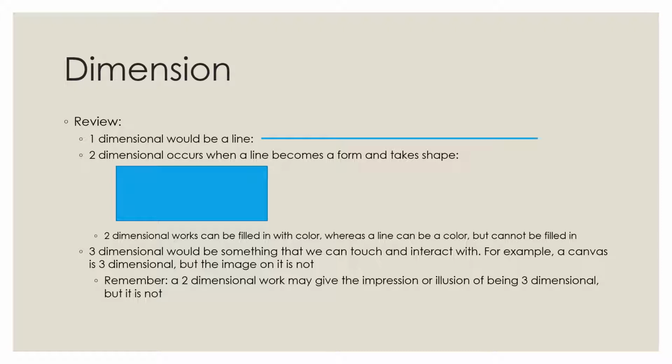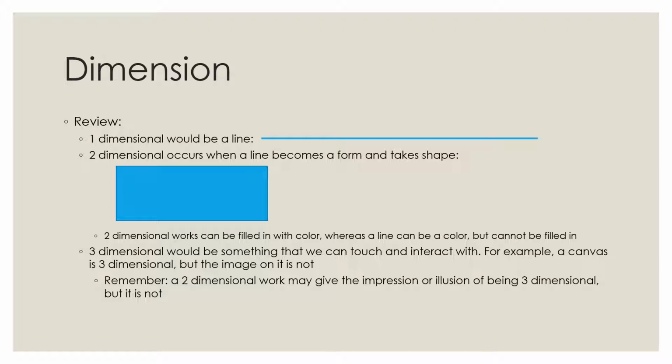One-dimensional would be a line. Two-dimensional is when lines connect to create a form and take shape. One way to remember this is that two-dimensional works can be filled in or colored with color, but a line, while able to be a color, cannot be filled in.